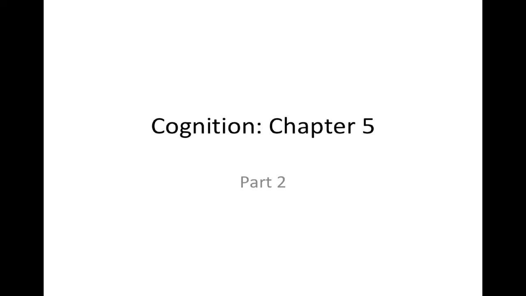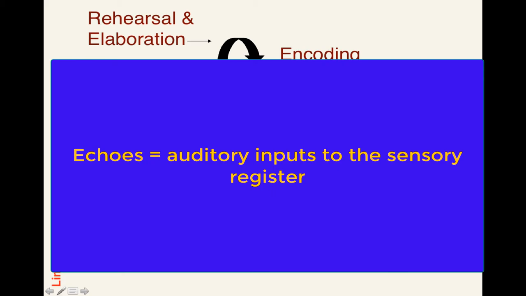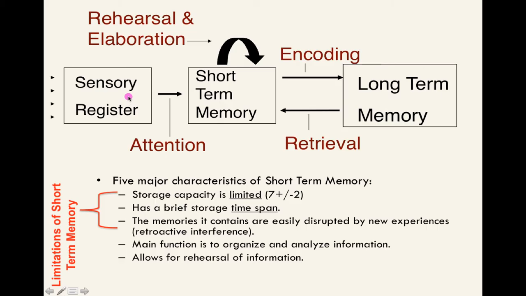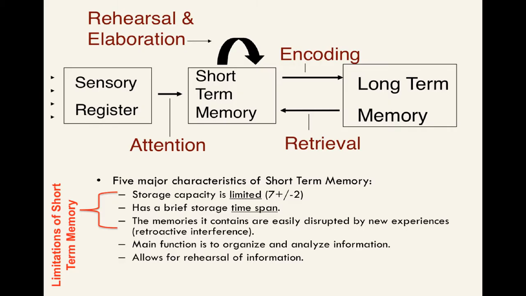All right, so let's continue with chapter 5 and just a little refresh here, looking at our three-stage memory model with the sensory register and auditory information. What are those items called here in the sensory register? You remember echoes? Yep. How about visual information? Yeah, right, they're icons. So echoes and icons, and we can also hold touch information here briefly.